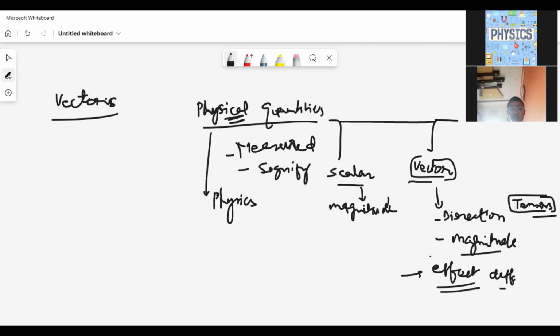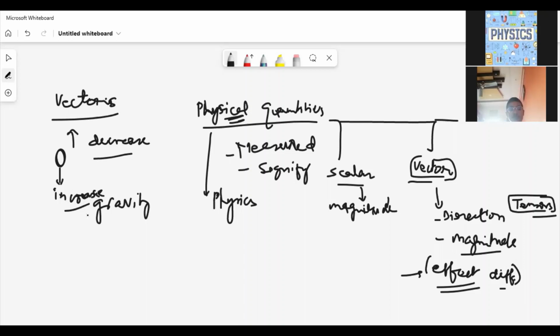Since their effect is different in different directions, they are categorized as vector quantities. Just like if you take an example of gravity. If the object is coming downward, gravity increases the speed of the object. But if the object is thrown upward, the same gravity decreases the speed of the object. So since the effect changes with the direction, it is classified as a vector quantity.